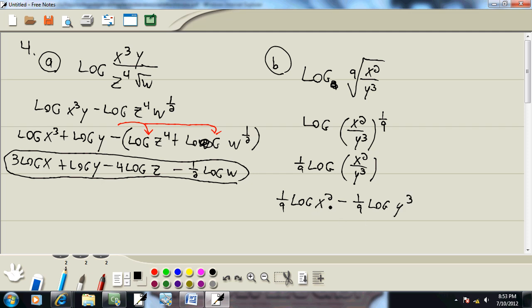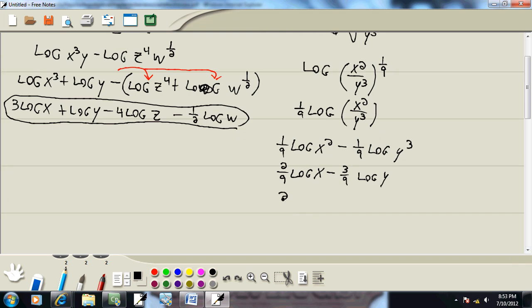Well, the x and y are just about by themselves, so I'll take the 2 and put it out in front. So we've got 2 times 1/9, which gives us 2/9 log x minus, and take the 3 and put it out in front, and we got minus 3/9 log y, which gives us 2/9 log x minus 3/9 reduces to 1/3 log y. And that's our answer.